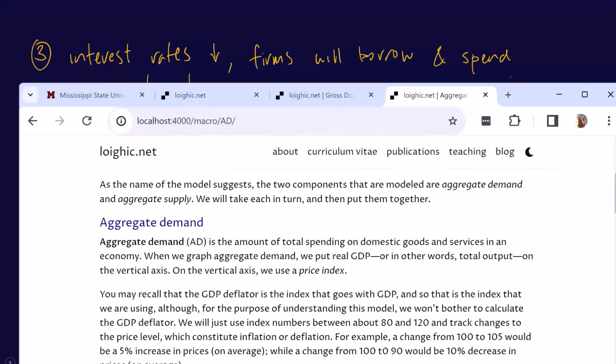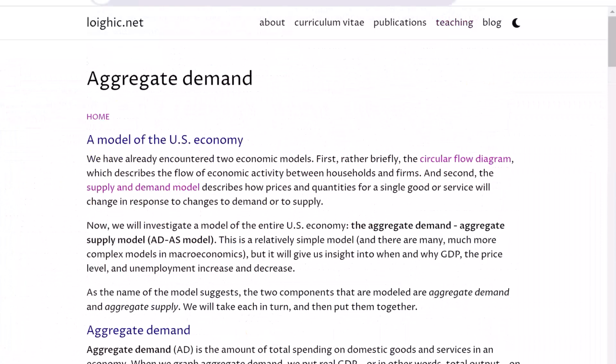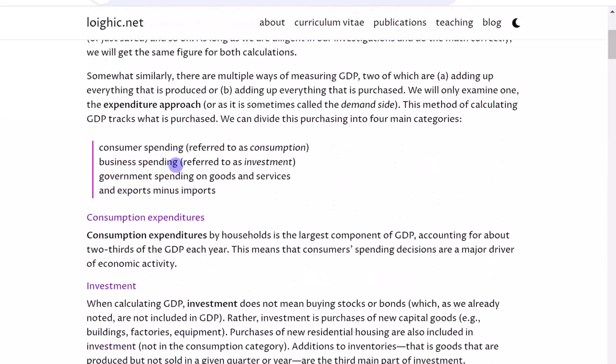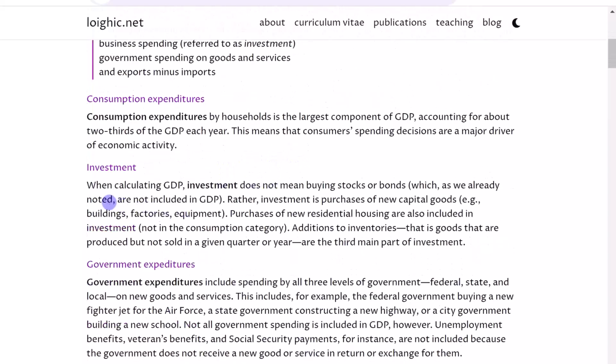So actually, let's just look at that again. Here, okay, so on this page, recall that business spending is what we refer to as investment. So we're talking about investment in that sense. When calculating GDP, investment does not mean buying stocks or bonds, which, as we already noted, are not included in GDP. Rather, investment is purchases of new capital goods. For example, buildings, factories, equipment, that kind of stuff. Purchases of new residential housing are also included in investment, not in the consumption category.